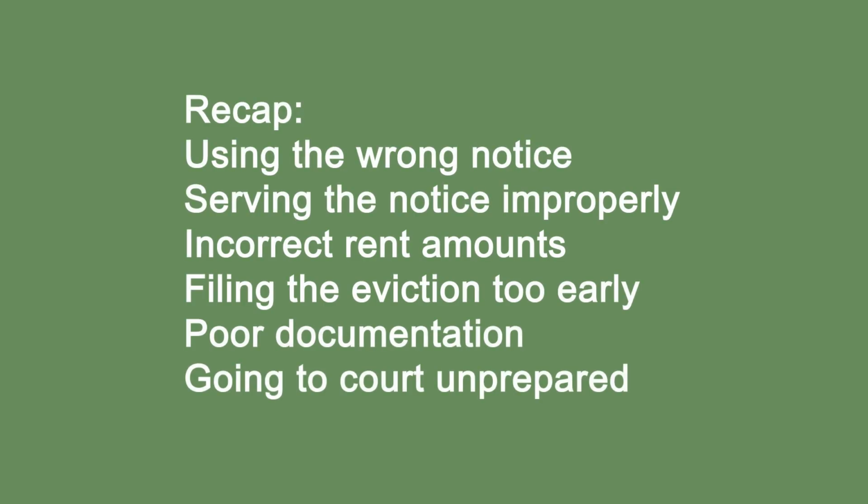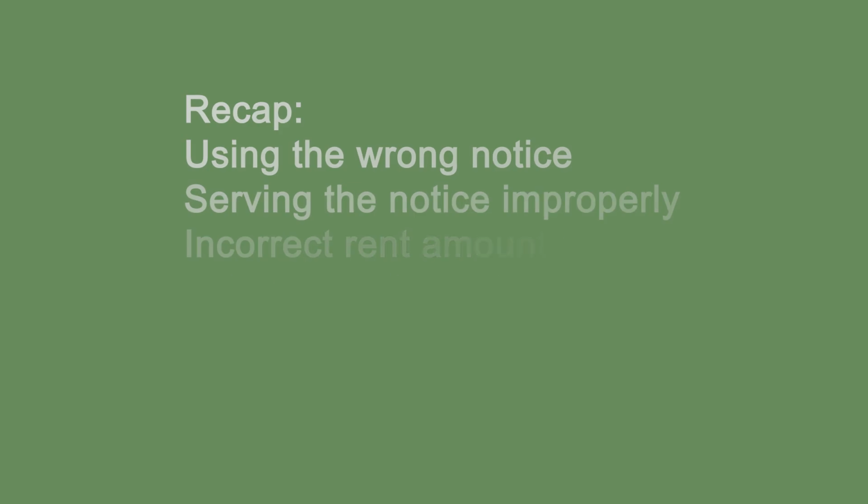Let's do a quick recap of the most common eviction mistakes in California. Using the wrong notice, serving the notice improperly, incorrect rent amounts or messy ledgers, filing the eviction too early, poor documentation, going to court unprepared, accepting rent after serving the notice. If you can avoid these 7 mistakes, your eviction will move much faster, with fewer delays and fewer surprises in court.